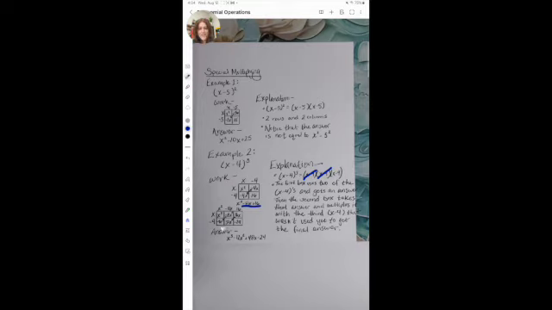Doing that, we end up now with the like terms here and the like terms here, and our final answer of x cubed minus 12x squared plus 48x minus 24. So let's just double check before we move on.